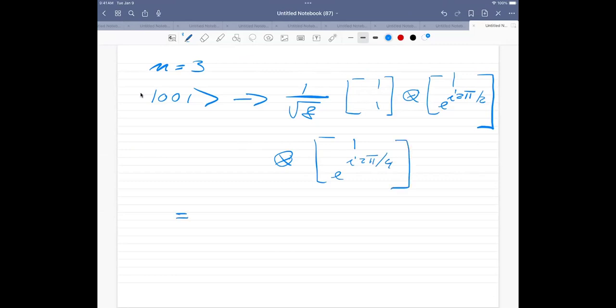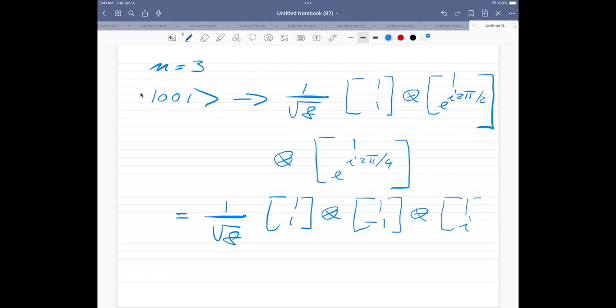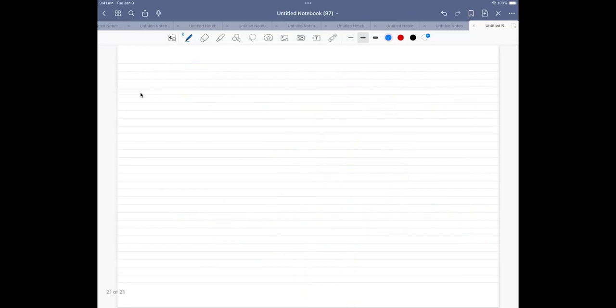And when I put everything together, this is going to be 1 over square root of 8, tensor product of (1,1) with (1,-1), and finally tensor product of (1,i). And when I do the calculations here, this is going to give me 1 over square root of 8. I'm going to have 8 elements, obviously, because these are 3 qubits. So I have 1, i, -1, -i, 1, i, -1, -i. And this is something which we can write out as a linear combination of all the computational basis states. So we would have 1 over square root of 8, and then we have |000>, plus, well, actually it's a minus.